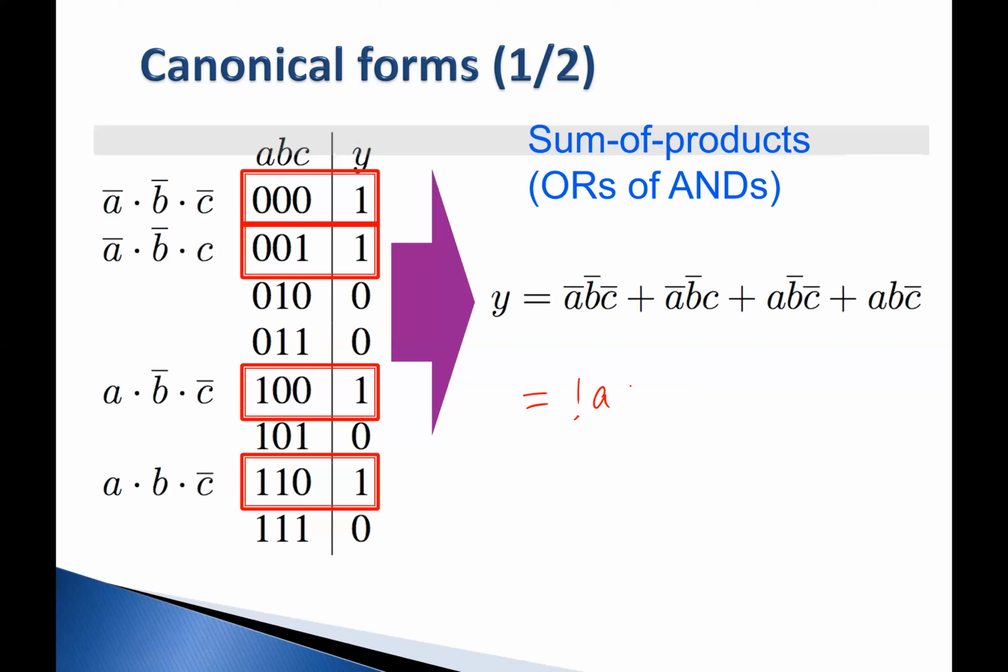Okay, so not A, not B, not C, plus not A, not B, C. So don't even put a dot in between. You don't need that, just without a dot, okay? And then plus A, not B, not C, plus A, B, not C. So this is how you would enter.